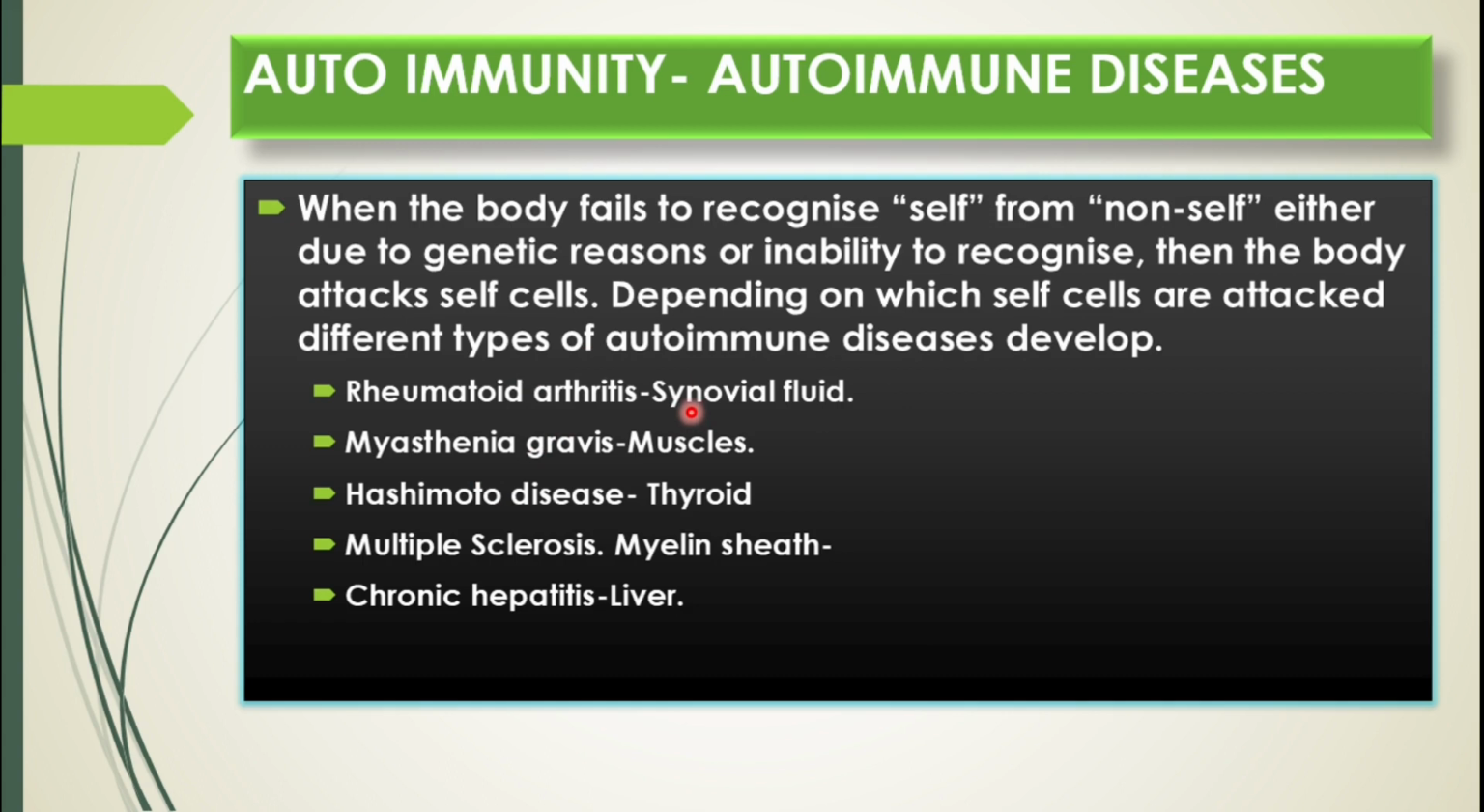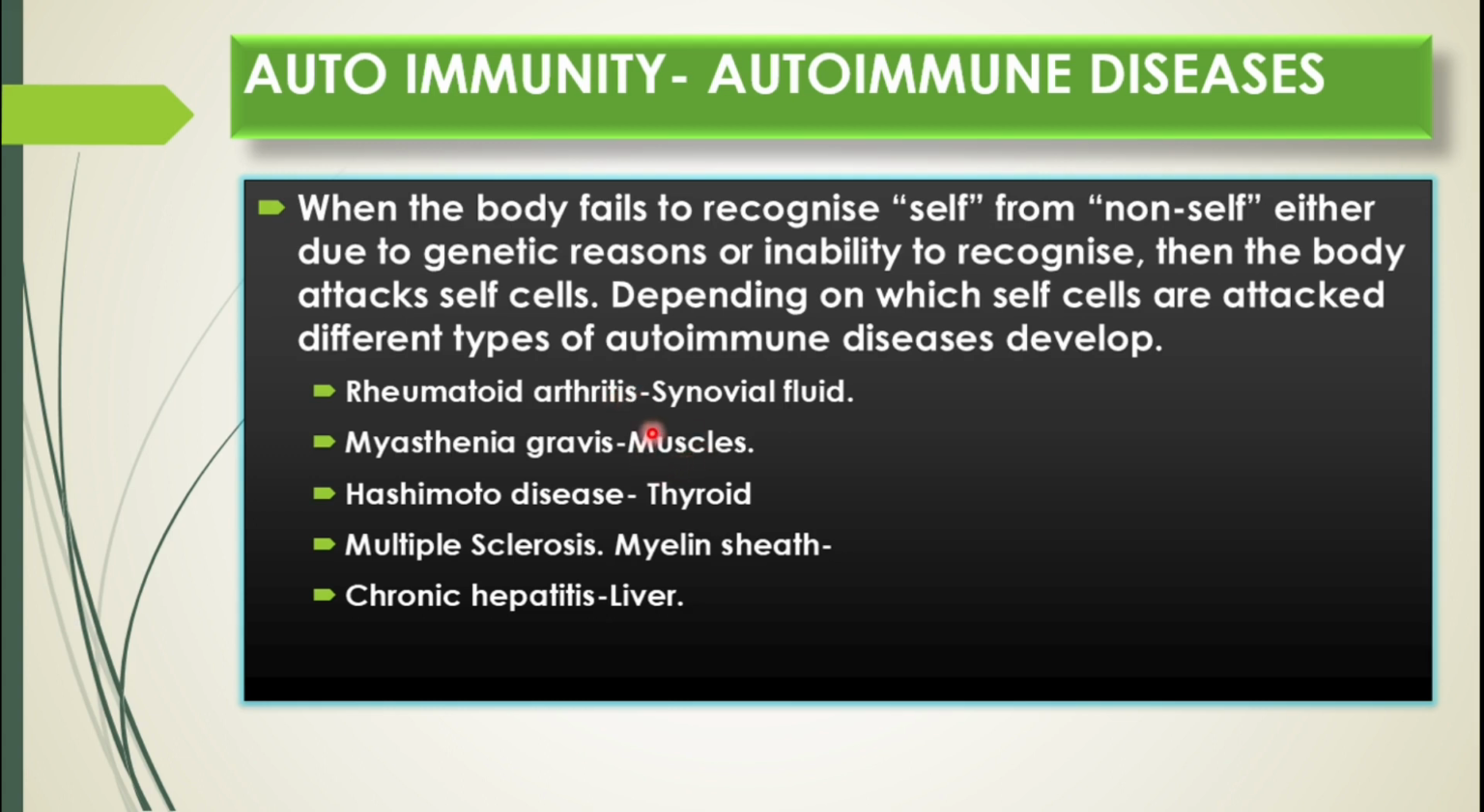Suppose your immune system fails to recognize the synovial fluid between the joints. You have learned that our movable joints contain the synovial fluid. Suppose the synovial fluid is considered as non-self. The synovial fluid is gradually attacked and there is a reduction in this fluid, leading to a disease called rheumatoid arthritis, and that leads to stiffening of the joints.